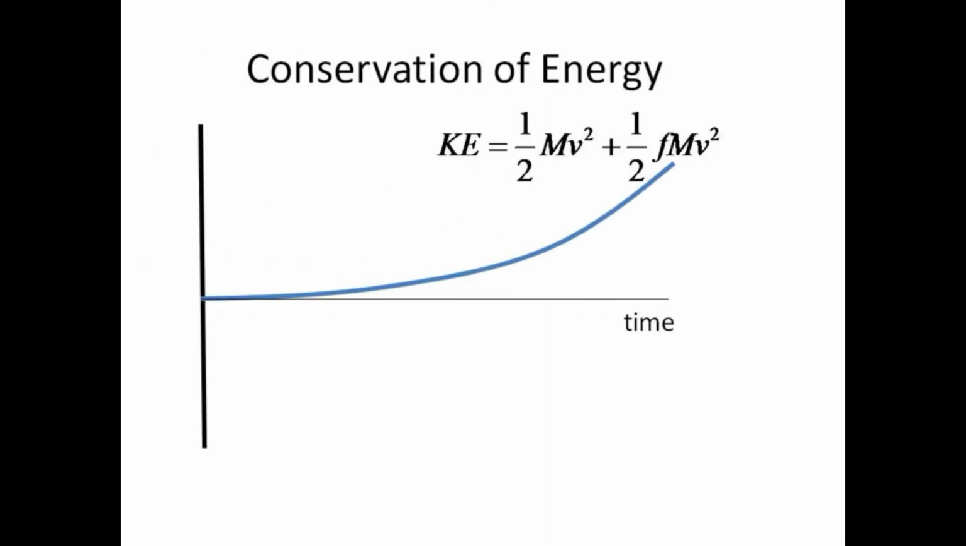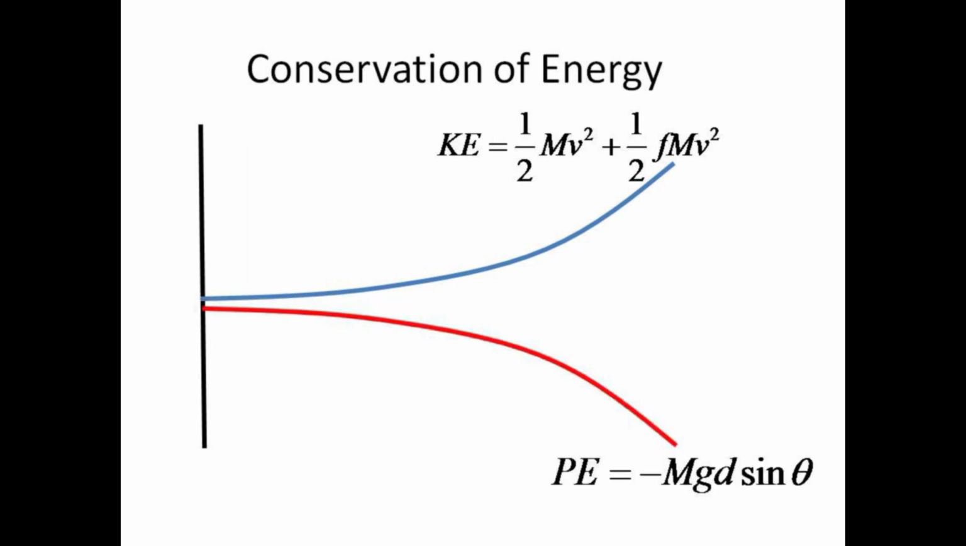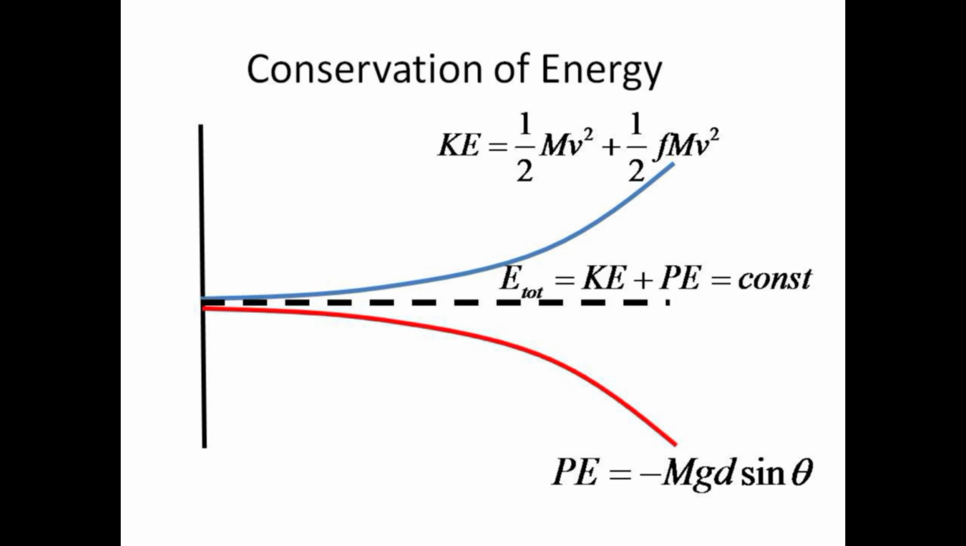If we were to plot just kinetic energy, we would expect it to increase as the object picks up both translational and rolling kinetic energy. The potential energy decreases toward larger negative values. The total energy, which is the sum of kinetic plus potential, is expected to remain constant.